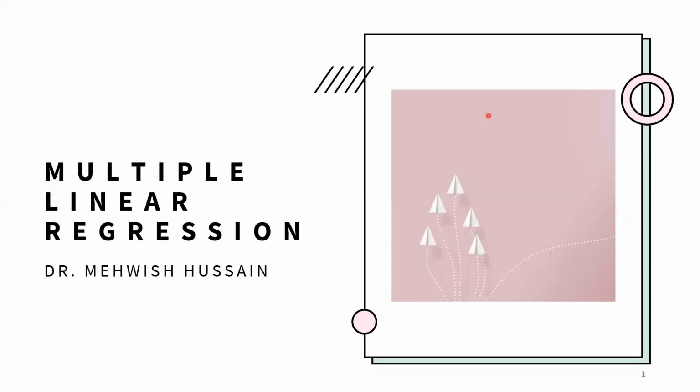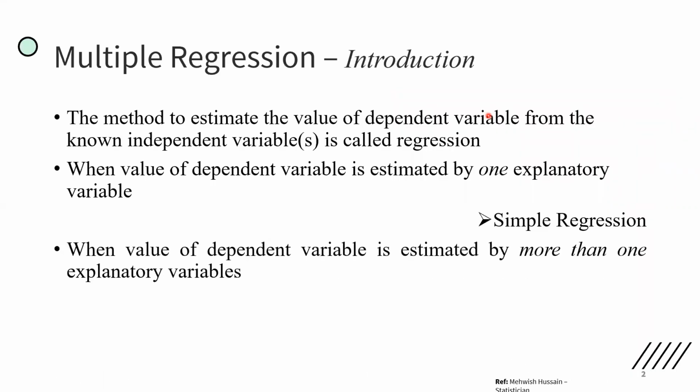In this video, we are working with understanding multiple linear regression. When you want to estimate one dependent variable with an independent variable, this process in statistics is called regression. When the value of the dependent variable is estimated by only one explanatory variable, this is simple regression. But when the value of the dependent variable is estimated by more than one explanatory variable, this comes under the terminology of multiple regression.